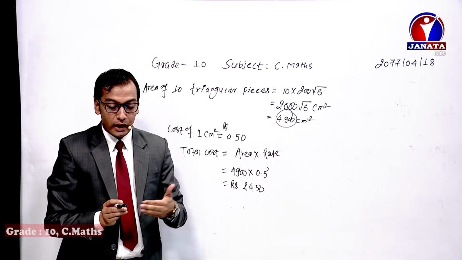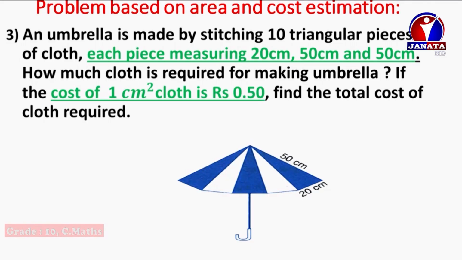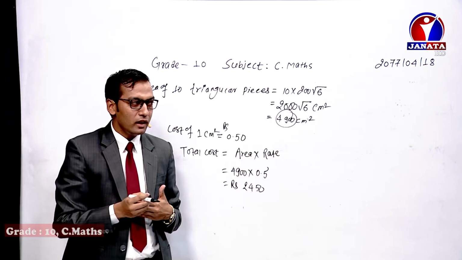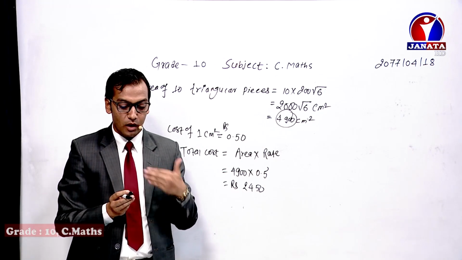So let me repeat this question again. You can say the slide again. An umbrella is made by stitching 10 triangular pieces of cloth, each piece measuring 20 cm, 50 centimeter and 50 centimeter. First question here is, how much cloth is required for making the umbrella? That means we are asked to find the total area covered by this umbrella.